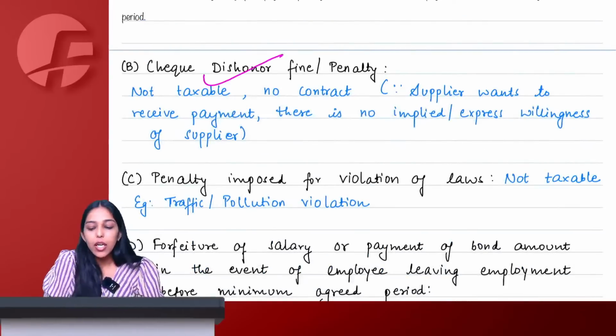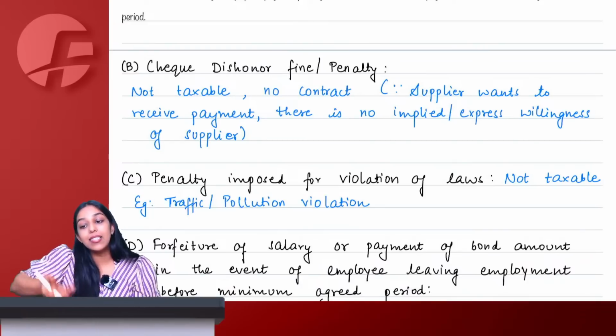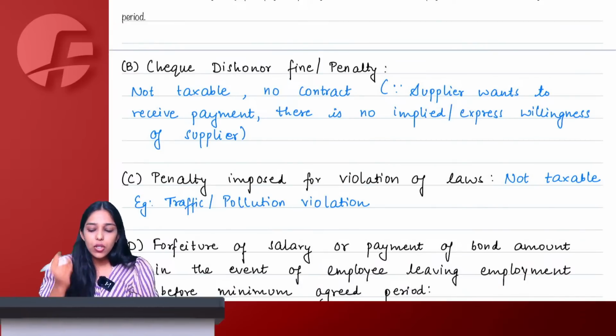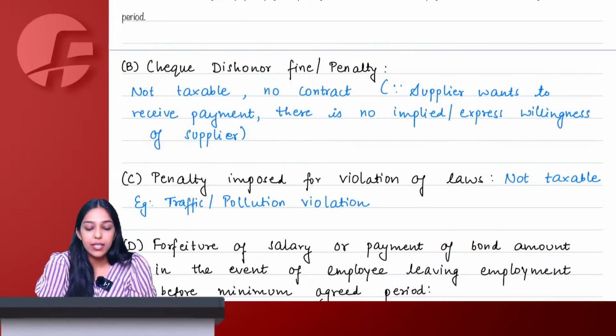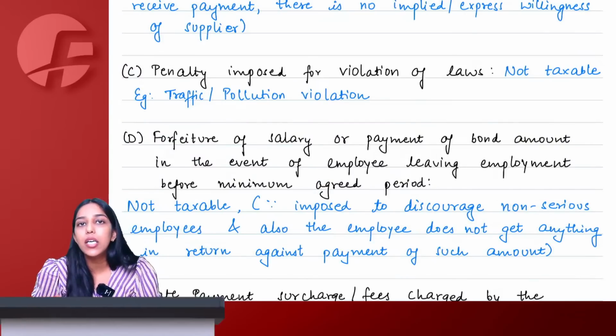Simply check dishonor. No person on earth would ever want his check to get bounced so that I receive check dishonor fees. Of course, no. So therefore, again, whatever amount I am getting, it is not out of my express willingness. Therefore, not taxable.